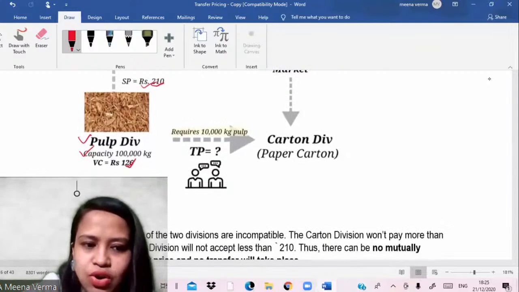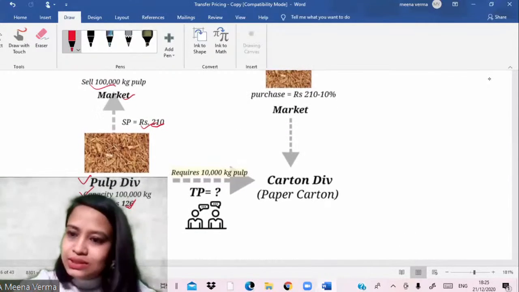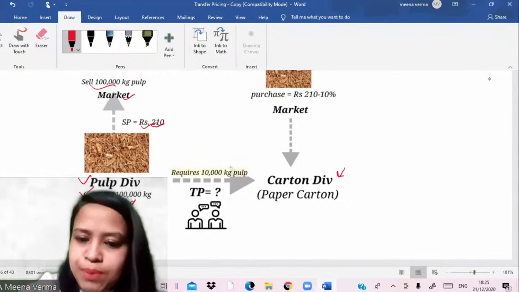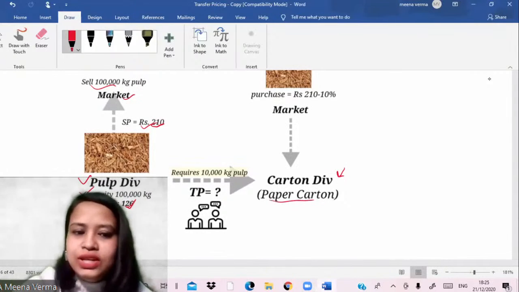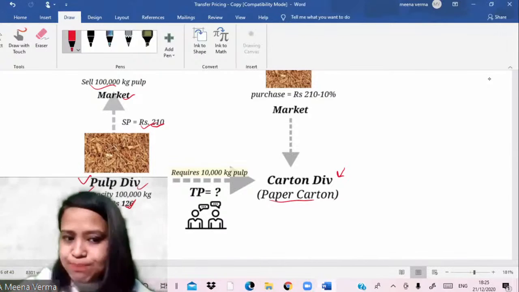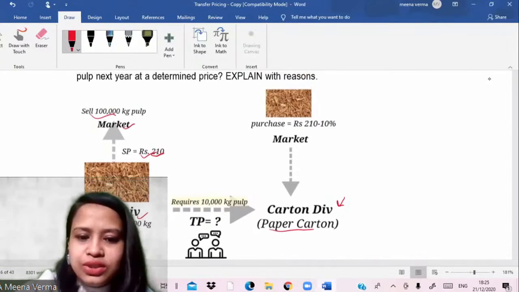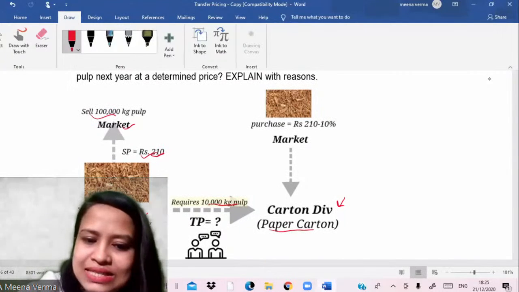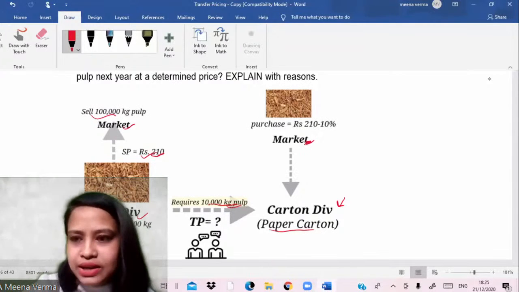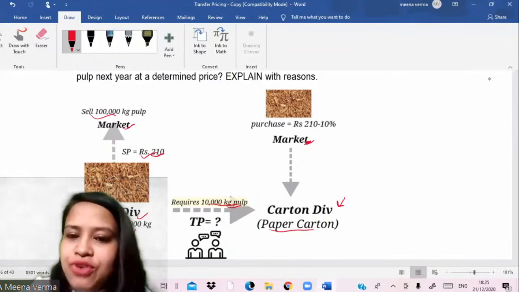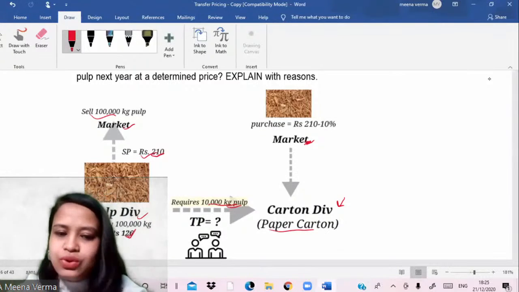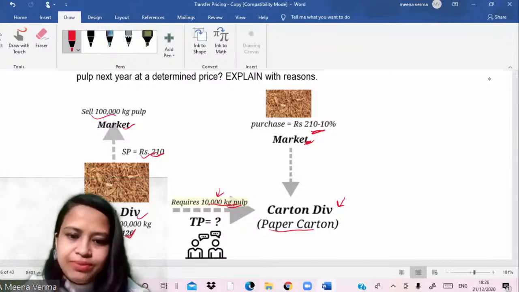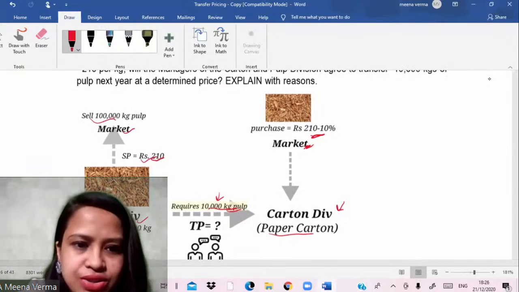Okay, now what happened? This organization has purchased another company in which they have this carton division, in which you are preparing paper cartons, and for that you need paper pulp. Okay, so they need 10,000 kg pulp, and they have the option to buy this 10,000 kg pulp from the market. Okay, and from the market you're getting 10% discount if you're buying 10,000 kg pulp. Now you can see the condition, situation 1.